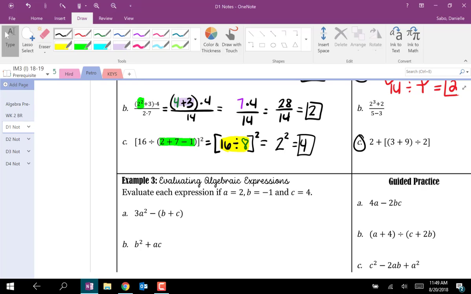Okay, take your time. Maybe ask a partner if you need to. Like, hey, I don't know what this divided by this is. Like, what did you get? Like, that's okay.